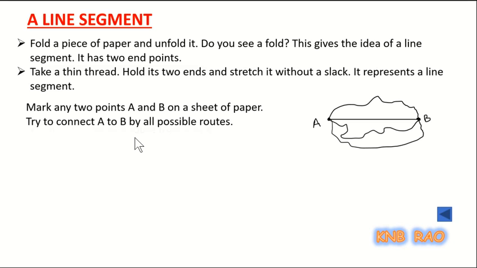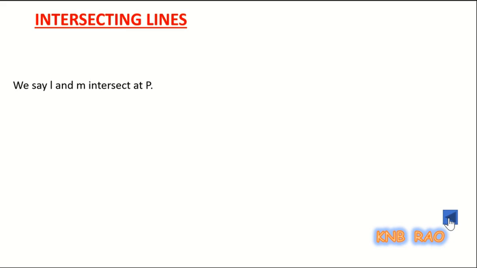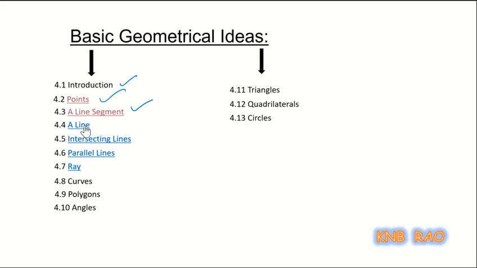These were the activities you have done, and the shortest distance between any 2 points is called the line segment. The shortest join of point A to B is called a line segment. Now coming to the line. Students, today we are going to learn this importantly.